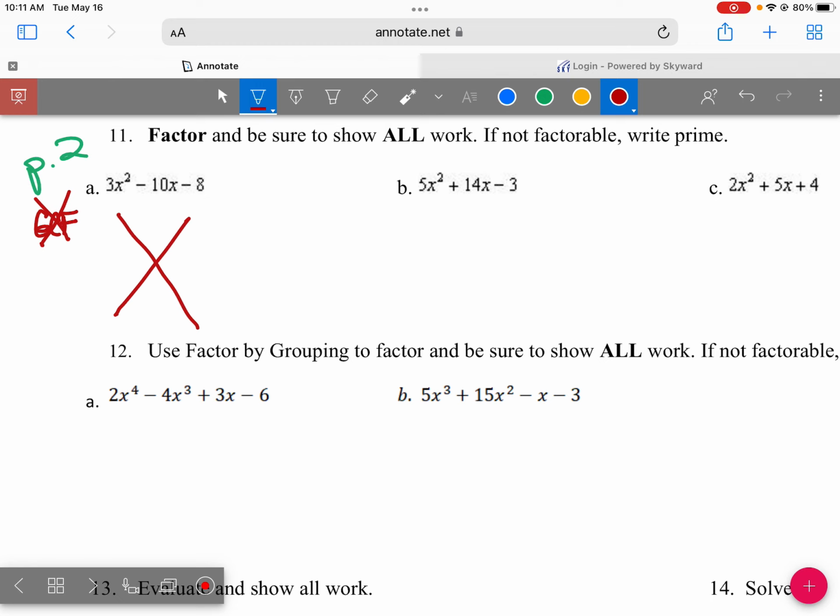It's probably in there. A times B, A times C, sorry. It is, yes. A times C is going to be 3 times negative 8, which is negative 24. And B is negative 10. You do have to look at the signs in front.